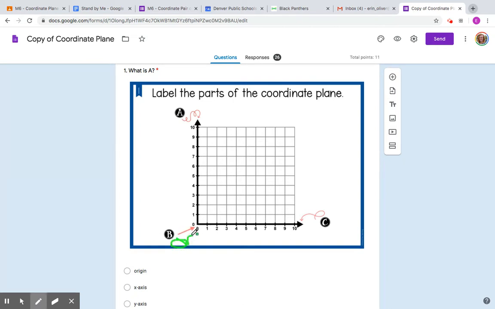Ooh, there it is. Now, our origin is where both of our lines start. And in this instance, our lines are our x-axis going to the right and our y-axis going up.